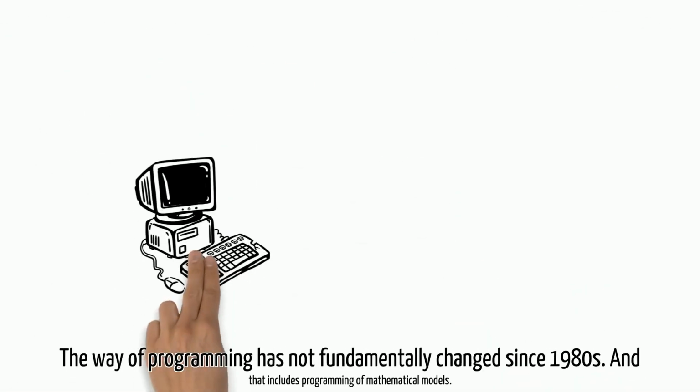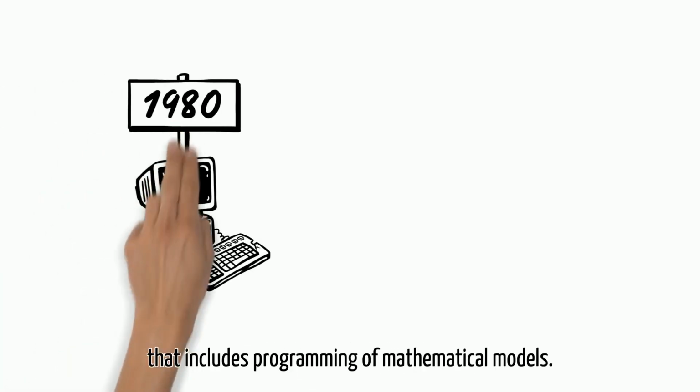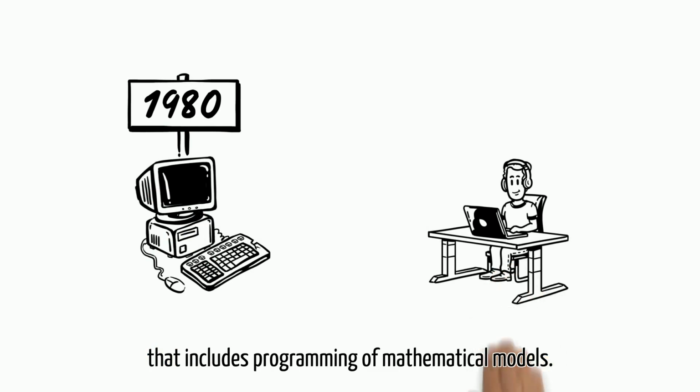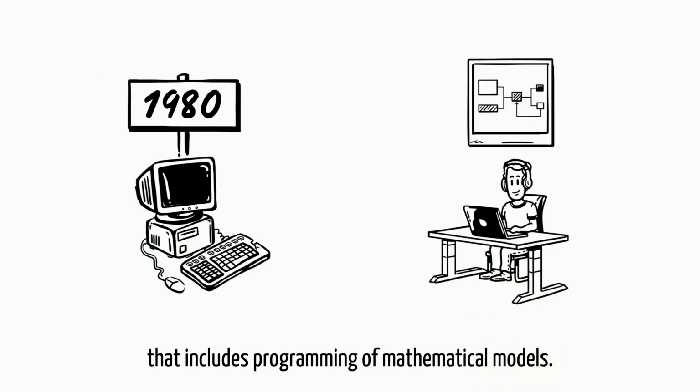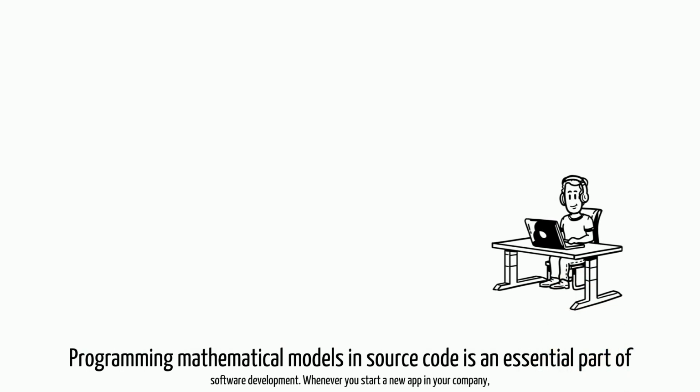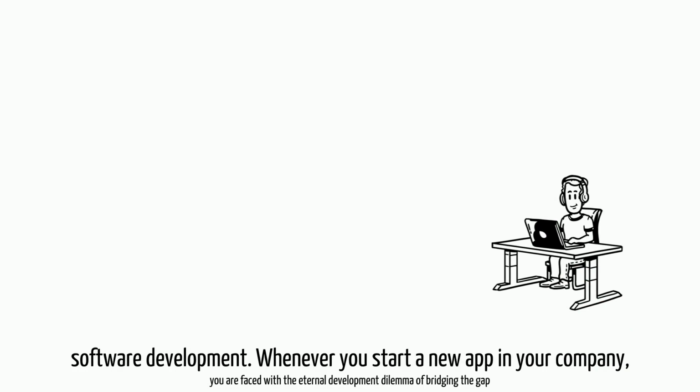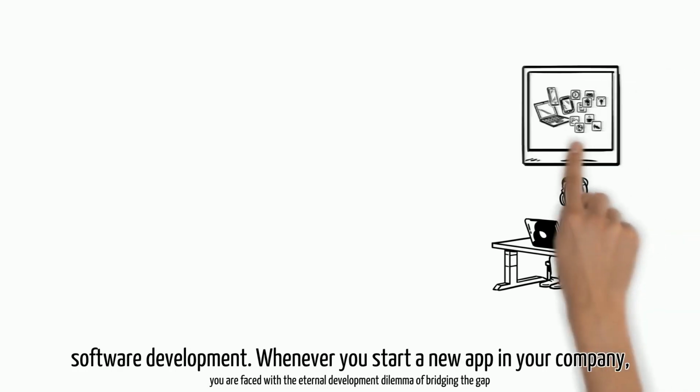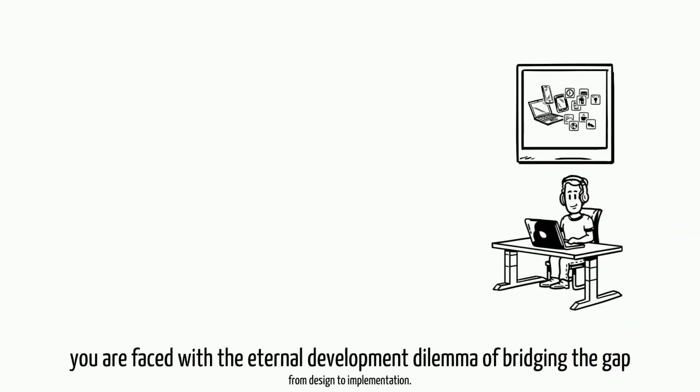The way of programming has not fundamentally changed since the 1980s. And that includes programming of mathematical models. Programming mathematical models in source code is an essential part of software development. Whenever you start a new app in your company, you are faced with the eternal development dilemma of bridging the gap from design to implementation.